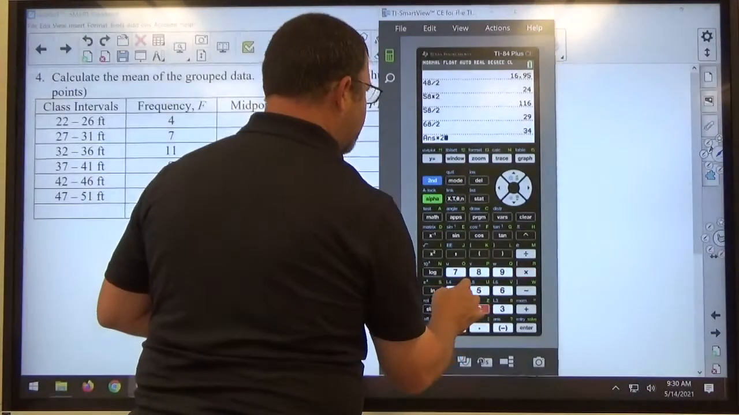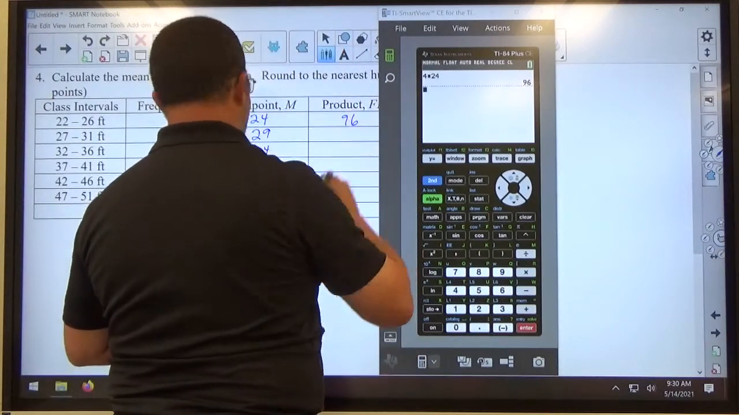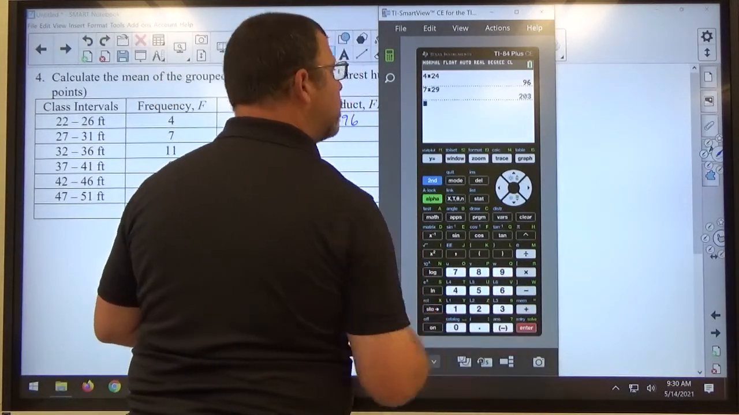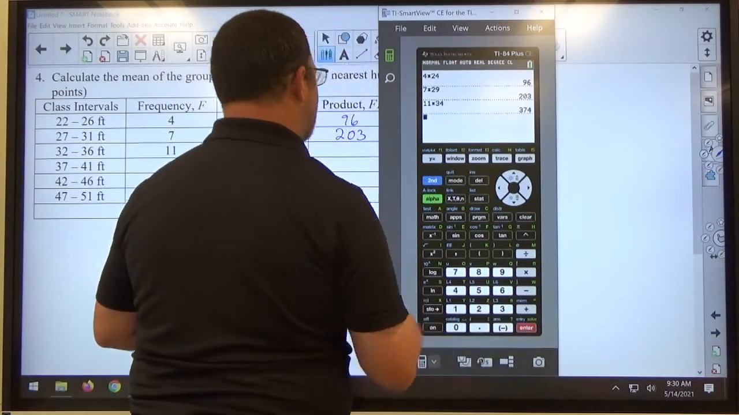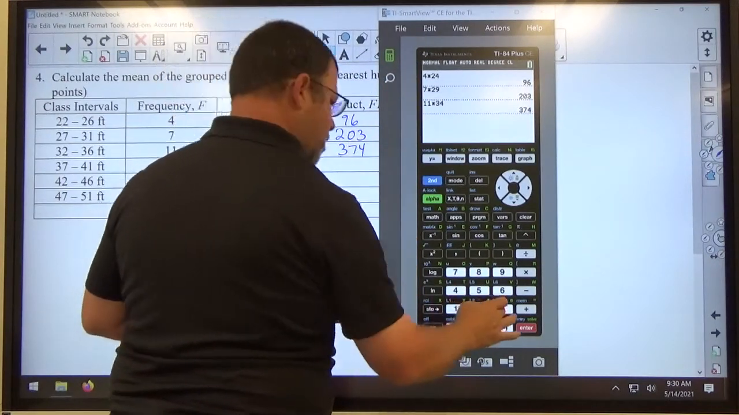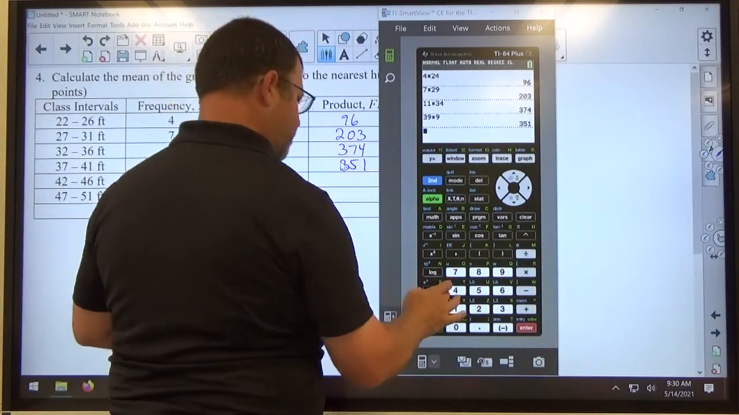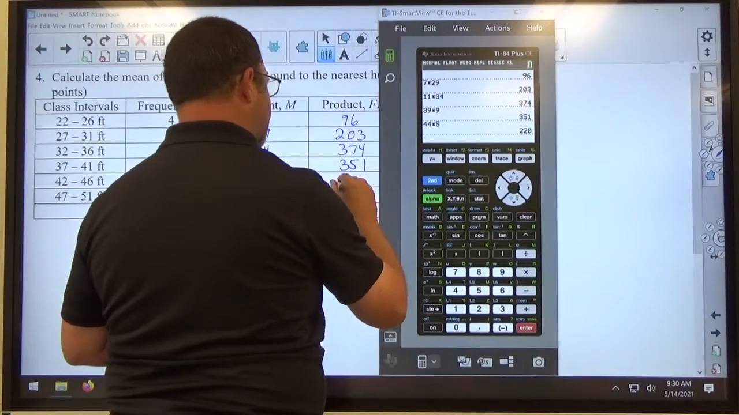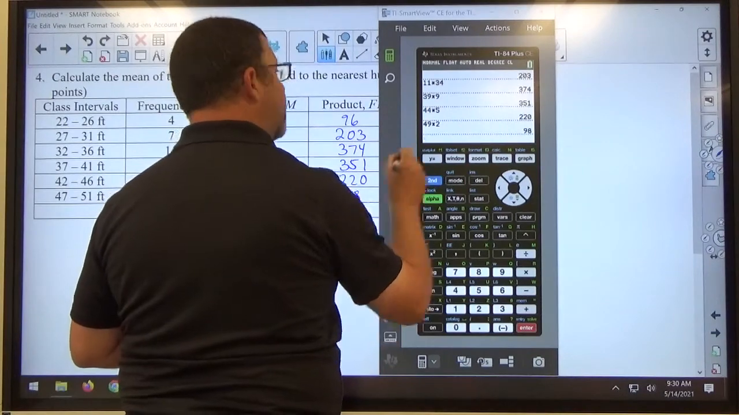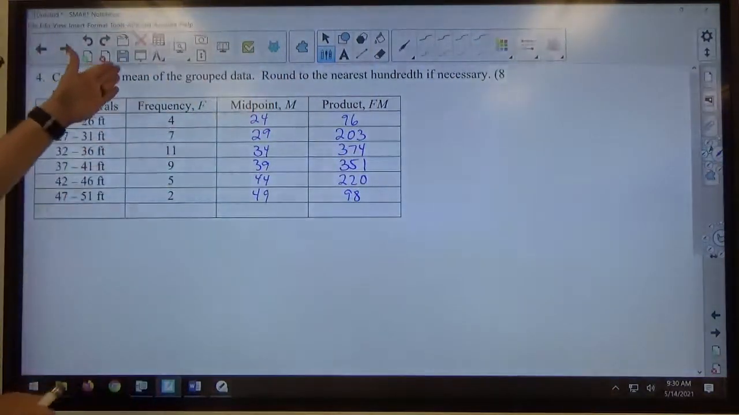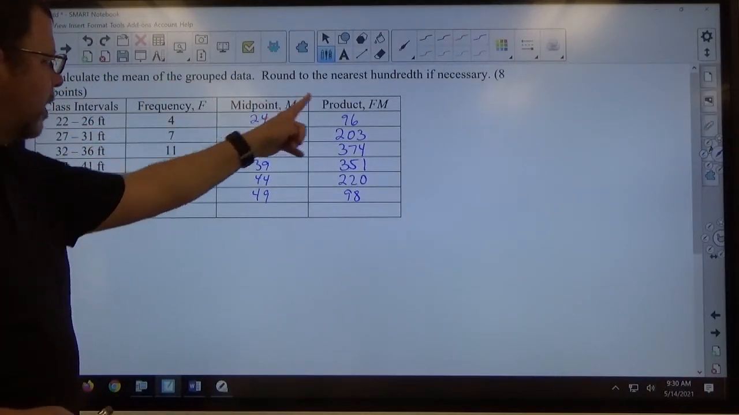So 4 times 24 equals 96. 7 times 29 is equal to 203. 11 times 34 is equal to 374. 39 times 9 is equal to 351. 44 times 5 is equal to 220. And 49 times 2 is equal to 98. So, my frequency is given, my midpoint's found by midpointing the class intervals. I multiply the frequency times midpoint to get my products.